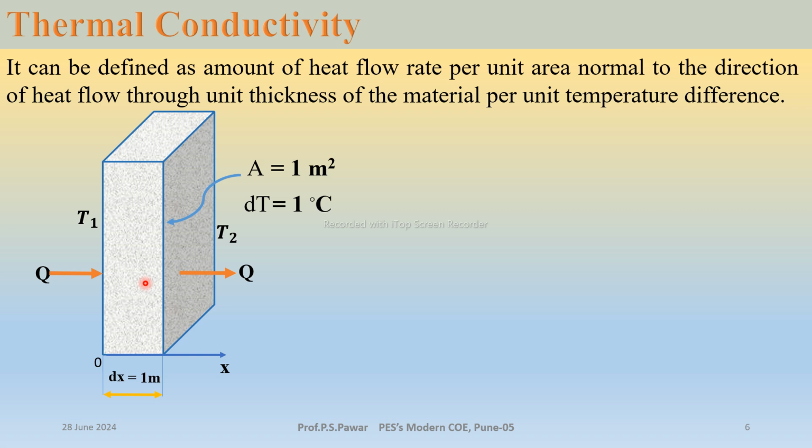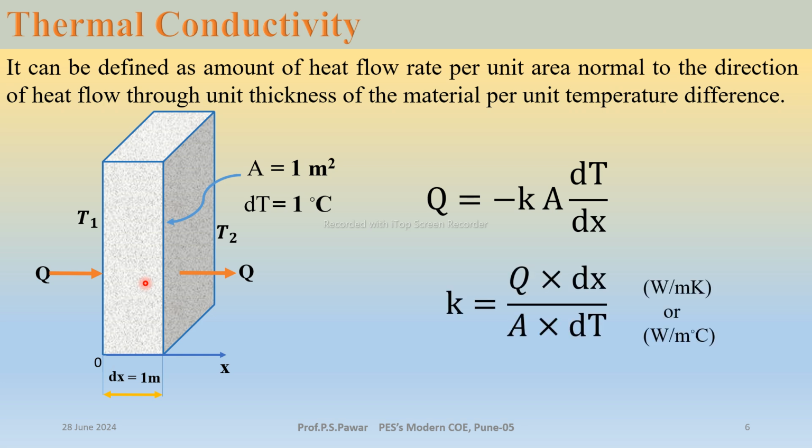So we have some materials like copper, which has thermal conductivity of about 400 watt per meter degree centigrade, and aluminium about 237 watt per meter degree centigrade. Likewise, we have diamond, which is a non-metal, having thermal conductivity value of 2300 watt per meter degree centigrade. So these are some thermal conductivity values of materials. The unit of thermal conductivity is watt per meter Kelvin or watt per meter degree centigrade.